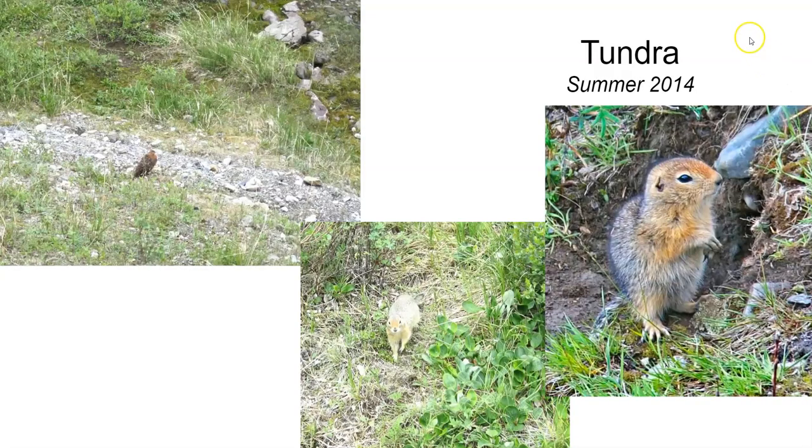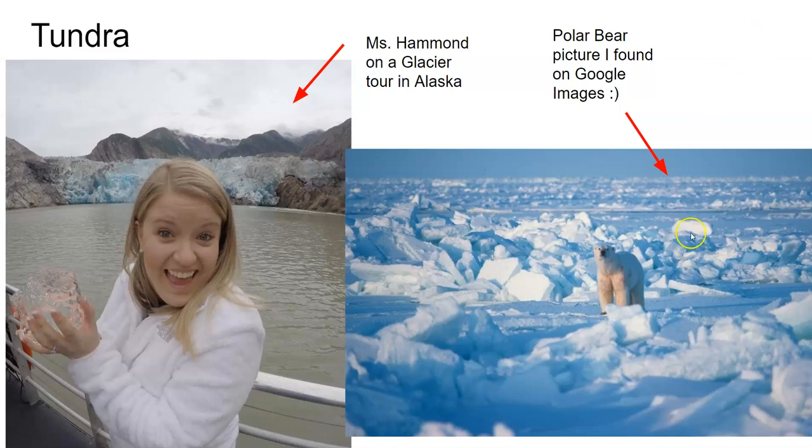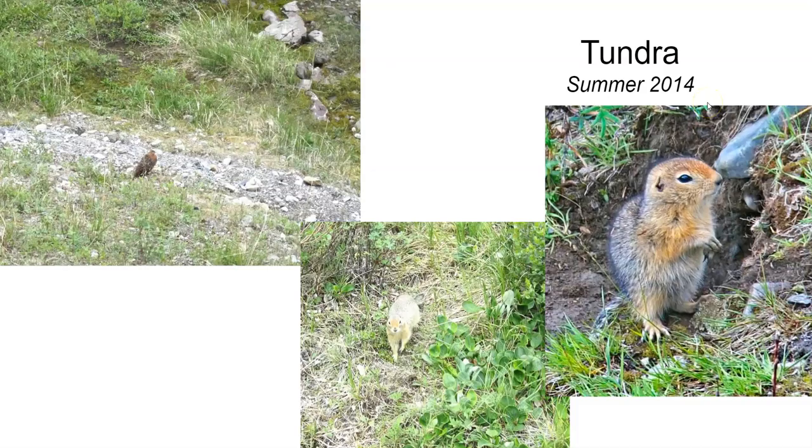All right, this is the tundra in the summer. So let me go back. This is the tundra in the winter where the polar bear is. And in the summer, it looks totally different. Okay, it has rocky soil. It has little low-growing plants, some little animals. That's a ground squirrel. That's a quail of some sort.